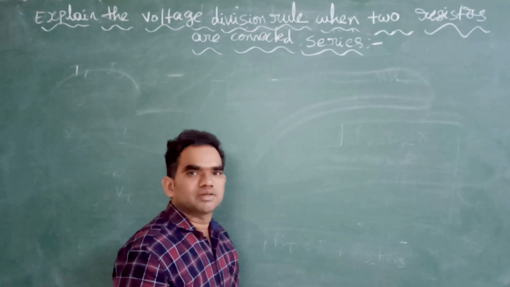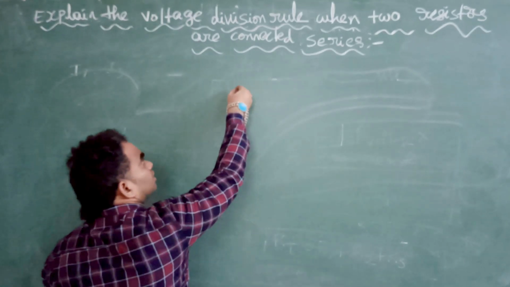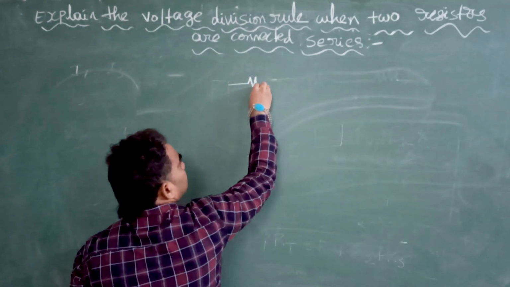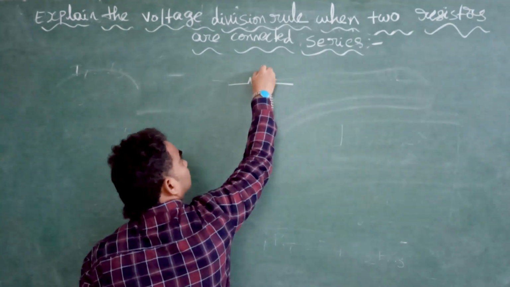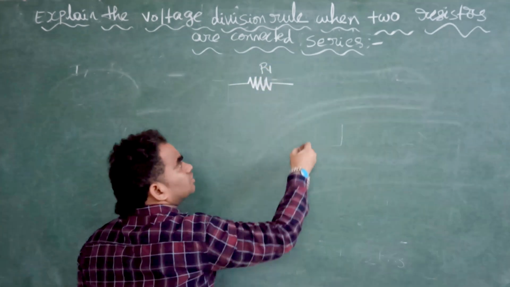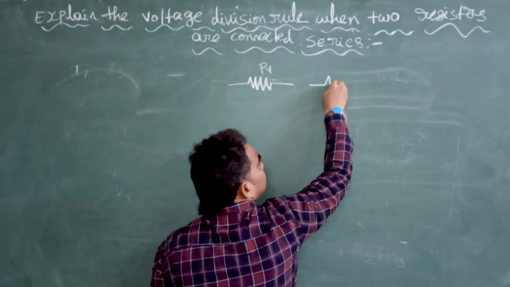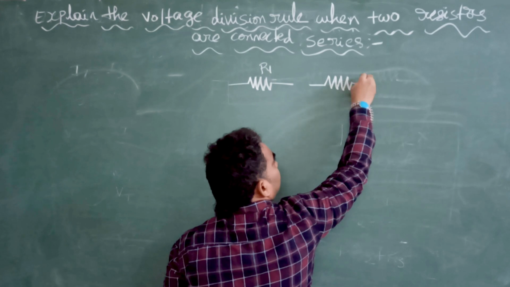First we draw the series circuit. Let us consider two resistors. This is the resistor R1. This is the resistor R2.